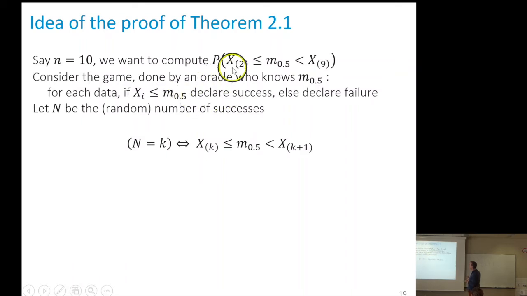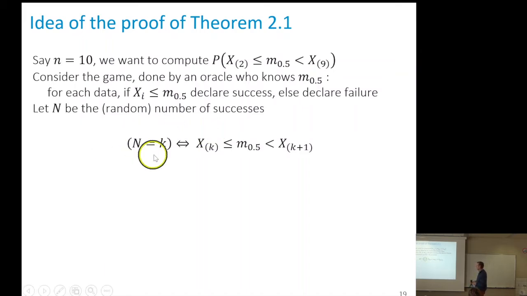So what we want to prove is that in this setting, this probability is true. For that, I will consider an oracle who knows the true distribution. And for each data point, we declare a success if the data point is less than the median. Otherwise, we declare failure. I call capital N the number of successes, so the number of data points that are less than the median.